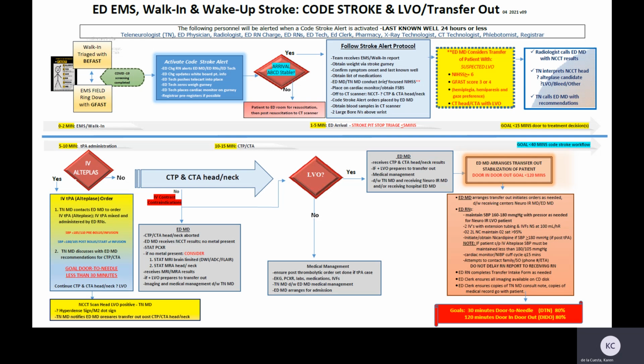How do I know? Their NIH stroke scale goes up. Their GCS goes down, right? So maintain systolic blood pressure, 160 to 180 millimeters of mercury. You may need a pressor. We need to find out.